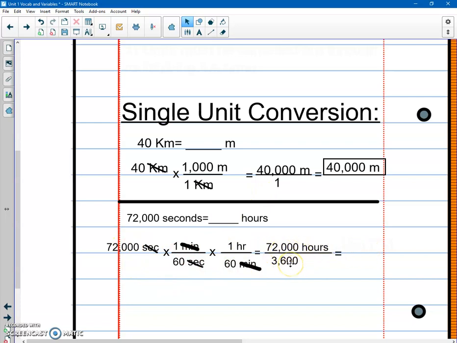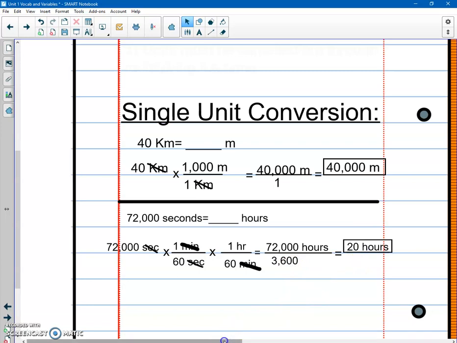hours over 3,600, something with no units, I guess. So whatever our answer is going to be, it's going to be in hours and hours alone. We divide 72,000 by 3,600 and we get 20 hours.